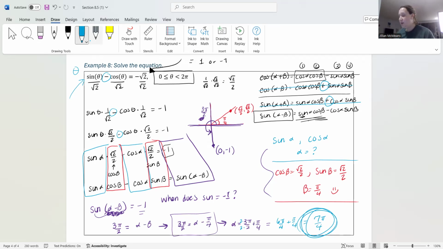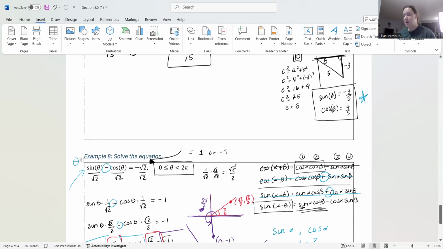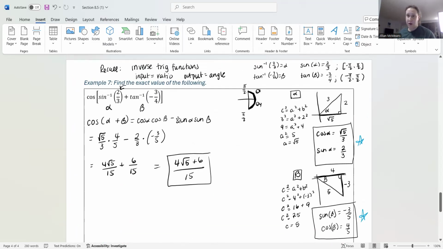So there you have it. Again, I would never test you on something like example 8, but try to understand what's going on there. Something like example 7, it's lengthy for sure, but it's not terribly difficult. So something like example 7 is very reasonable. Example 8's a bit more cumbersome.